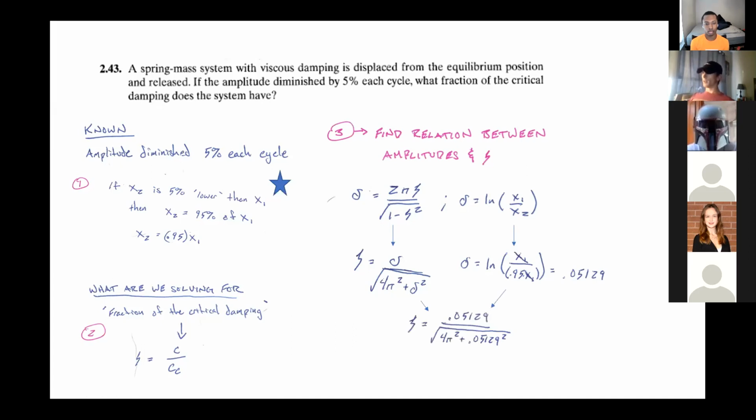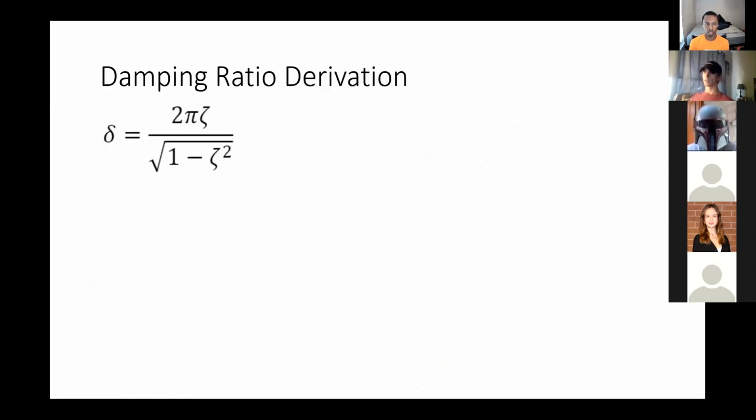So now that we have our delta and we have our equation for zeta, we plug our delta in, and we get a zeta of 0.00816. So that's our damping ratio, zeta, same thing. Like I said, you can just set them equal to each other to find our zeta, but I don't recommend doing it that way. It gets a little tricky.